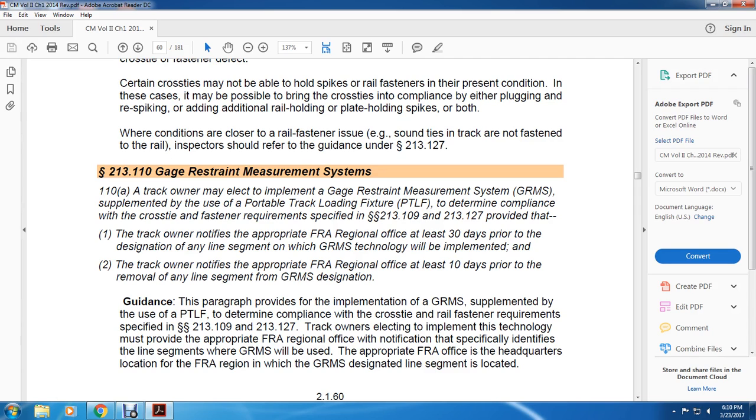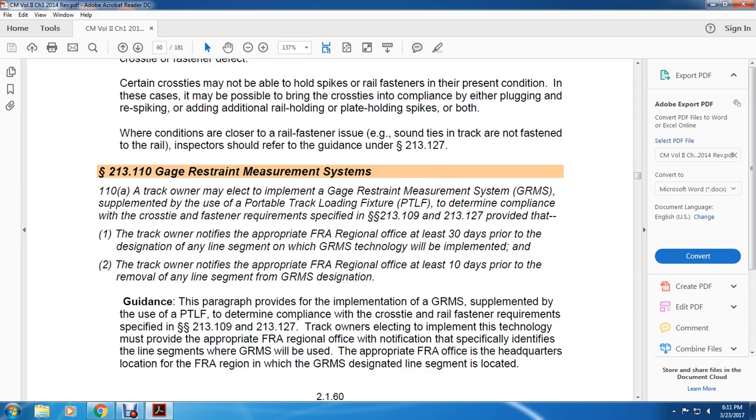213-110, gauge restraint measurement system. The track owner may elect to implement the gauge restraint measurement system, or GRMS, supplemented by use of the portable track loading fixture, PTLF, to determine compliance with the cross tie fastener requirements specified in 213-109 and 213-127, provided the track owner notifies the appropriate FRA regional office at least 30 days prior to the designation of any line segment within which the gauge restraint measurement system technology will be implemented. The track owner also notifies the appropriate FRA regional office within 10 days prior to the removal of any line segment from the gauge restraint measurement system designation.